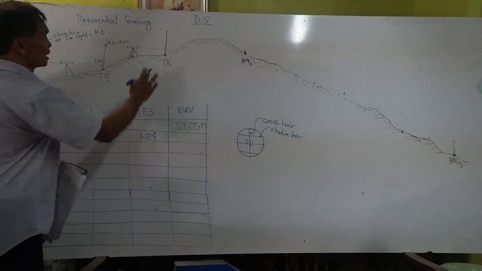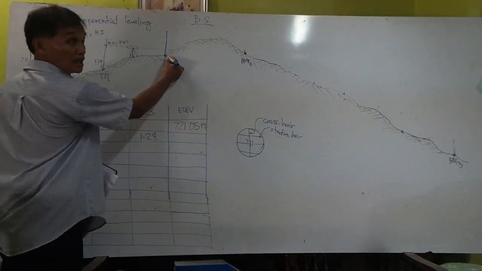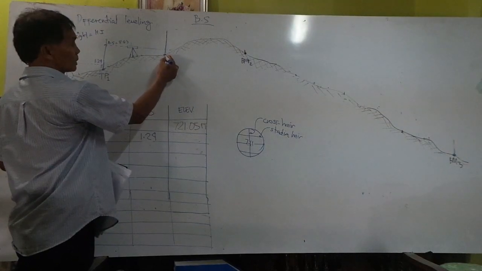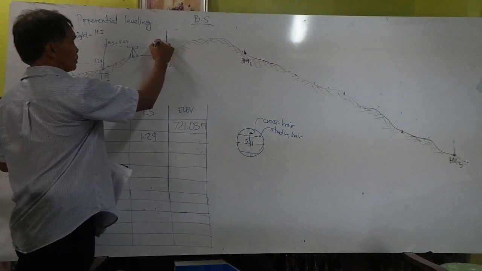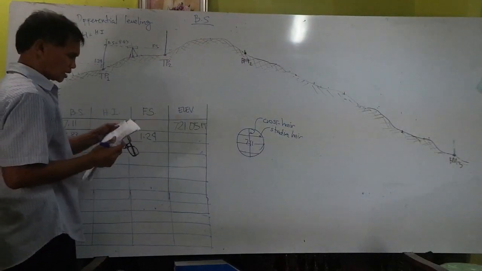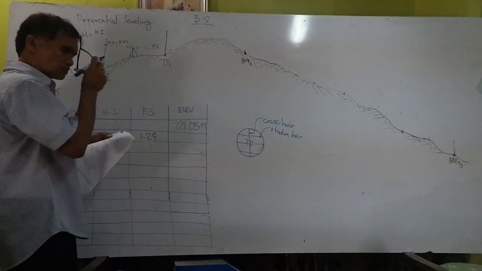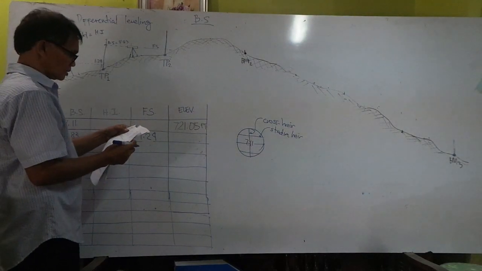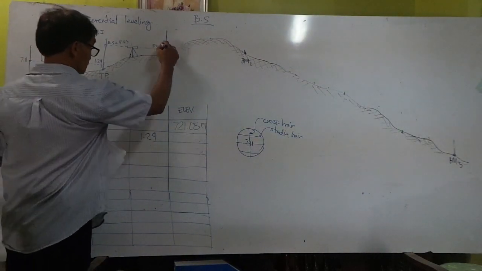So, that reading will become your foresight for turning point 2. So, ang turning point 2 atong foresight is 1.11. So, 1.11.